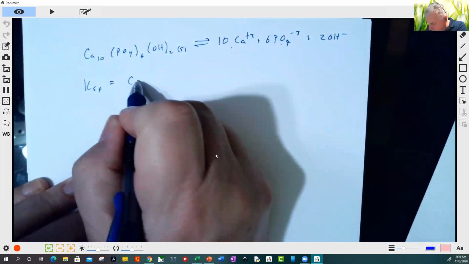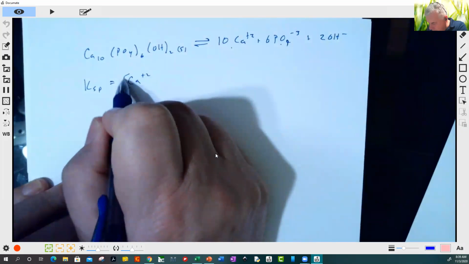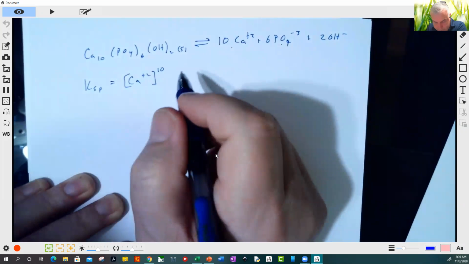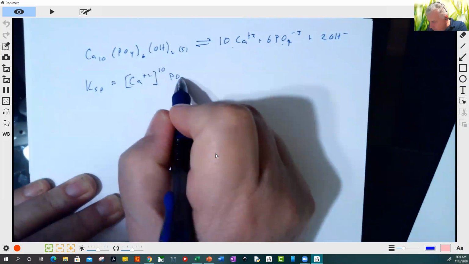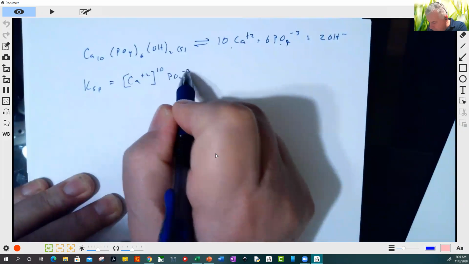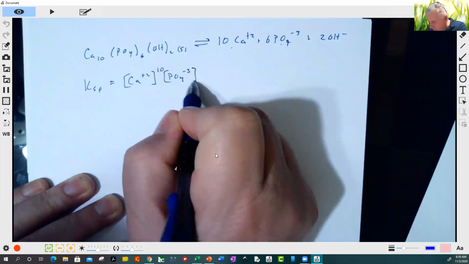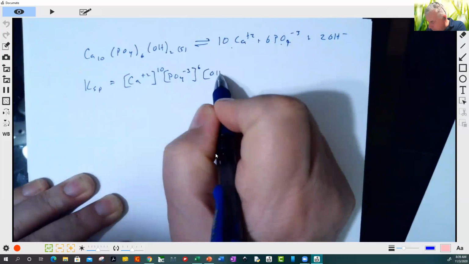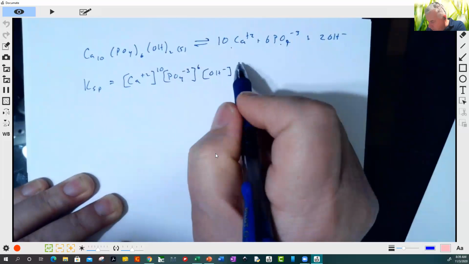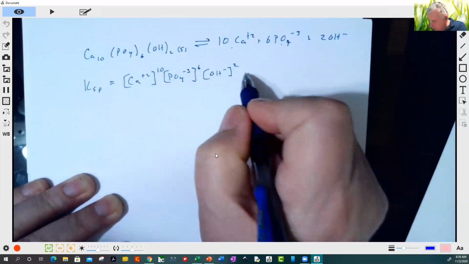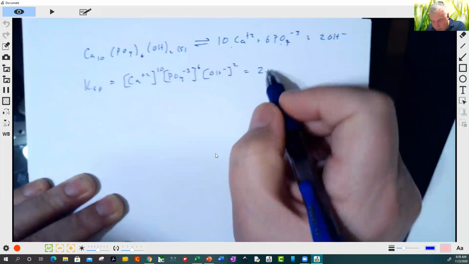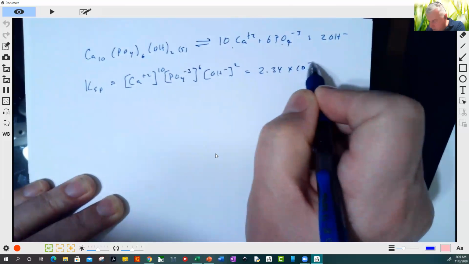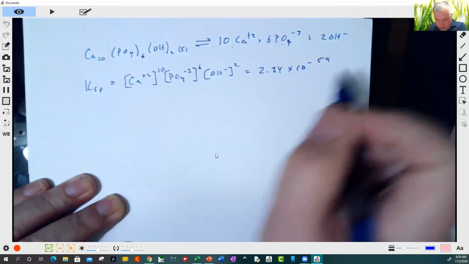So it's calcium raised to the 10th power, phosphate raised to the 6th power, hydroxide squared, is equal to 2.34 times 10 to the minus 59. Holy cow.